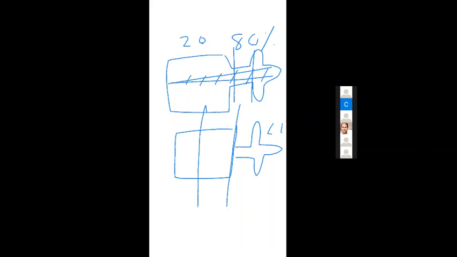Anyone? Two-thirds of the vertebral body. Should be okay. So ideally, the pedicle screw should reach at least the posterior one-third. At least the posterior one-third.